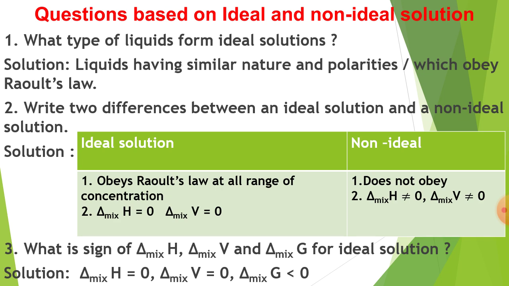So I have told you, for an ideal solution, delta mix H equals 0, delta mix V equals 0 and delta mix G is less than 0, that is negative.